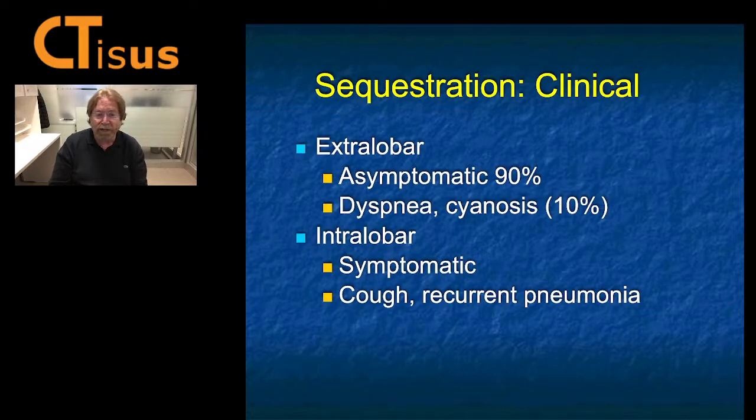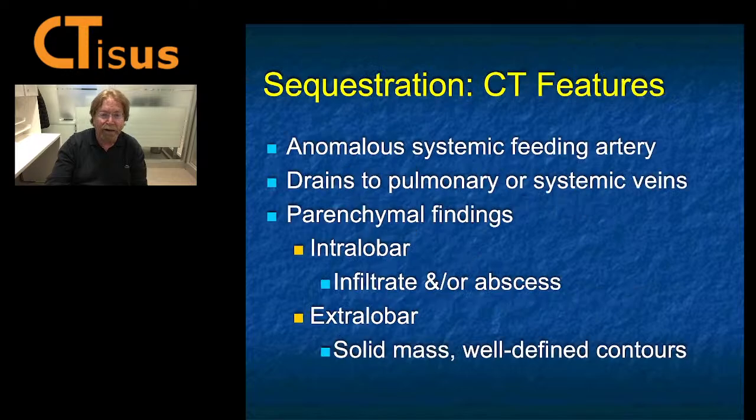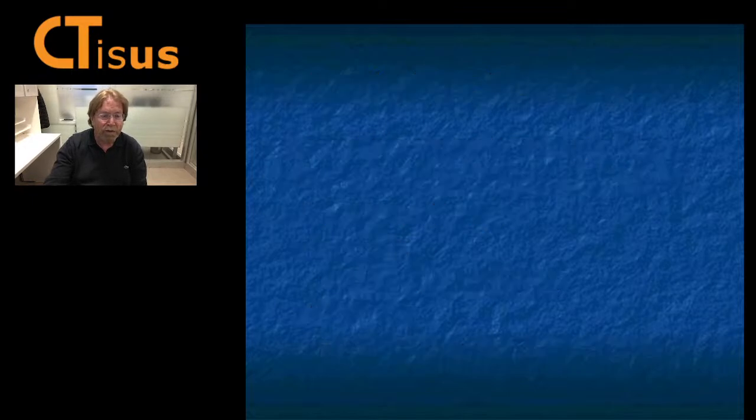And with sequestrations, again, extralobar are typically asymptomatic. Intralobar are symptomatic. And just like this patient had a cough, infection, recurrent pneumonia, are all things you indeed need to think about. So it's a really, really nice case in that regard. And I really do like it. Again, something to think about. Looking for that feeding vessel becomes really critical.